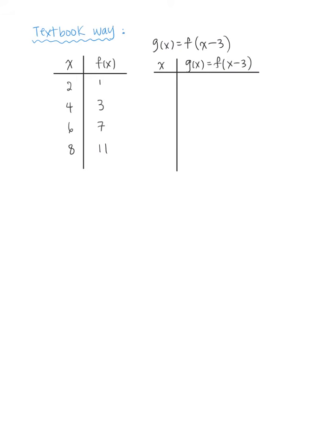So let's take a look at this. Okay, so what does this mean? So this is when x is 2, our y is 1, or this is the same thing as f of 2 equals 1. Isn't that how it translates? Now, how the textbook does it is this. Look at our function g, right? That's f of x minus 3.